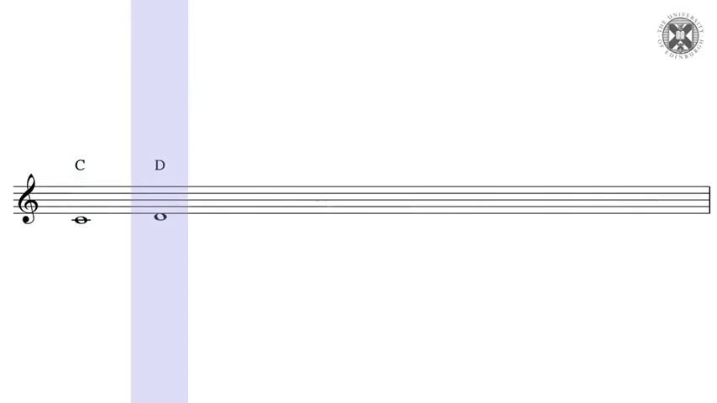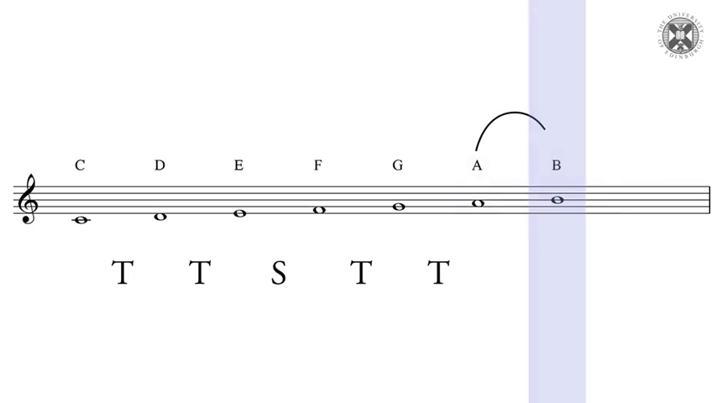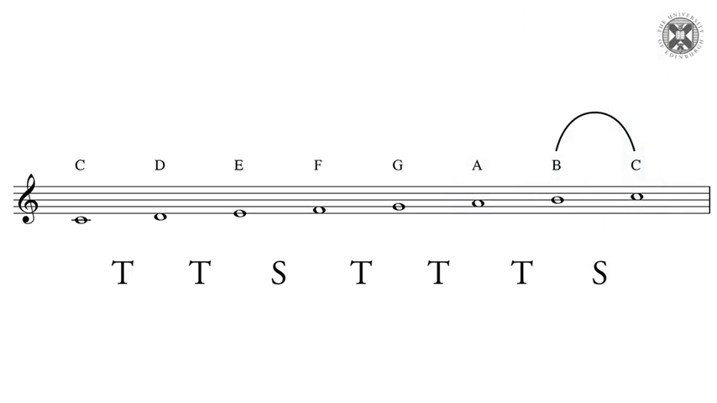C to D. That's a tone, so I'm going to write T underneath here for tone. D to E, another tone, so here's a T. E to F, there's no black note in between, so this is a semitone, which I'll show with an S. F to G, a tone. G to A, a tone. A to B, a tone, and again B to C, a semitone. There's no black note in between. So that gives us a pattern of tone, tone, semitone, tone, tone, tone, semitone.